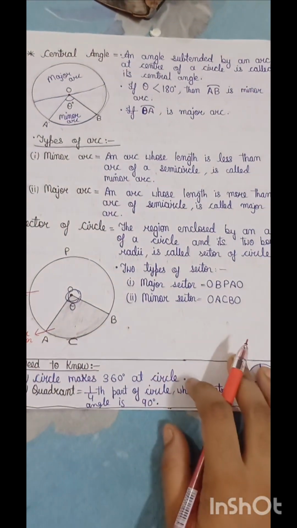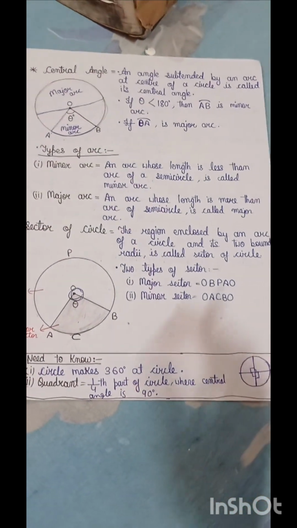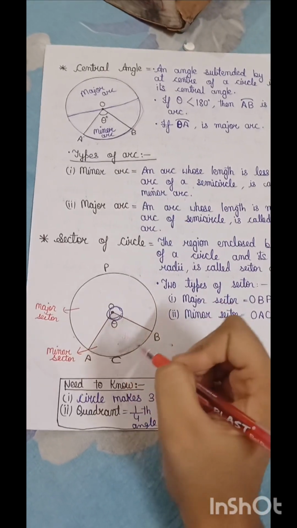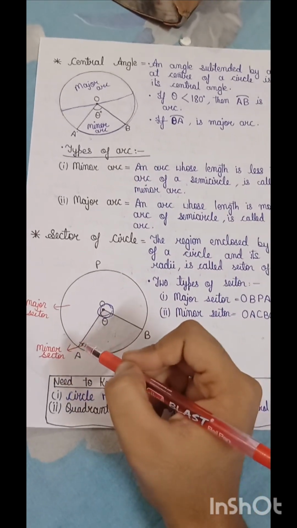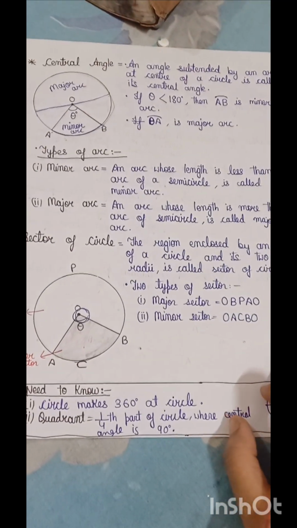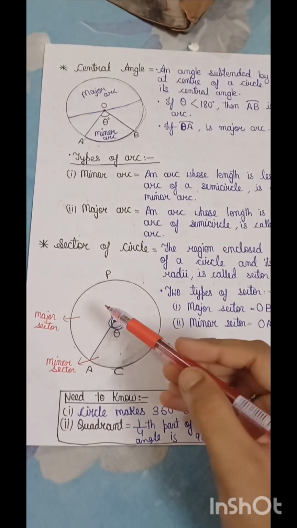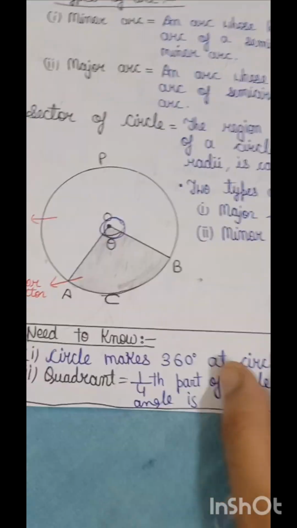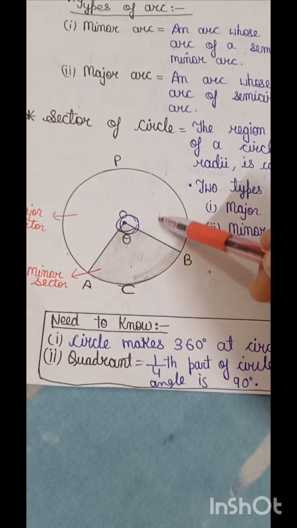Coming to the next, sector of a circle. A sector of a circle is basically the region that is enclosed by an arc of a circle and its 2 bounding radii. As you can see here, this is a sector. Why? Because it is bounded by 2 radii and AB, which is an arc. Fine. Well, sectors are of 2 types, major sector and minor sector. So this is the major sector, and this is the minor sector. Fine. So this whole shaded part is known as the minor sector and this whole part is the major sector.